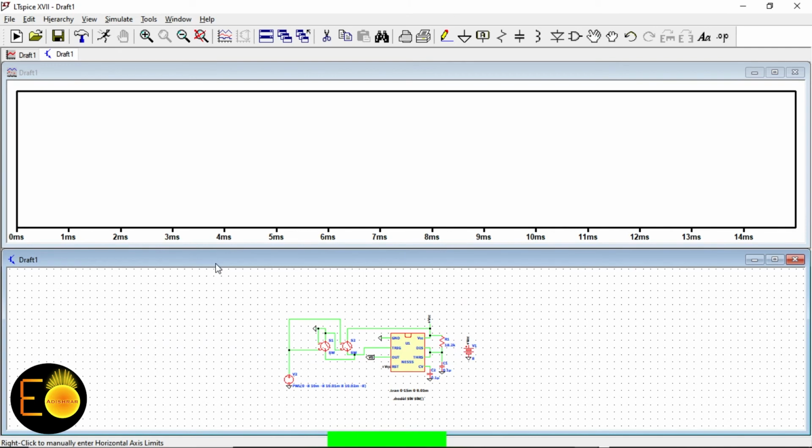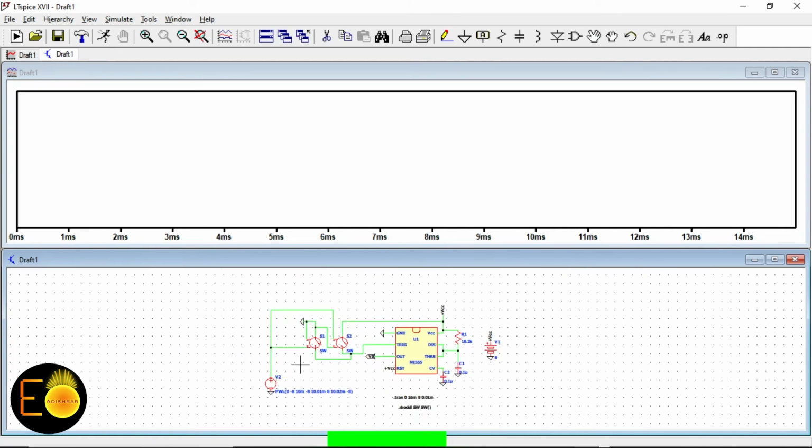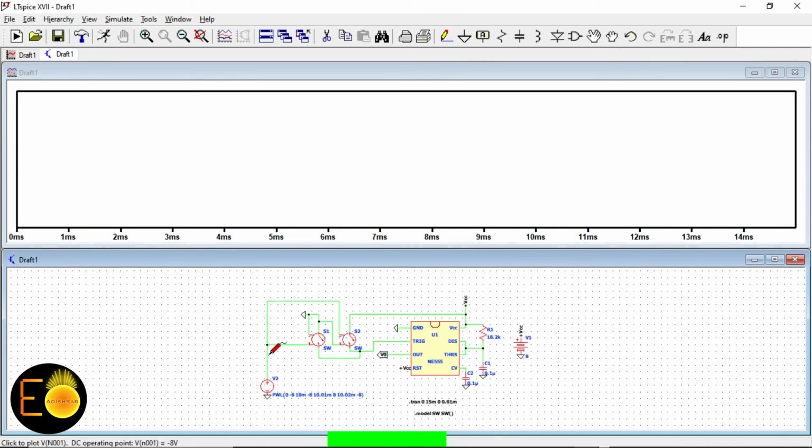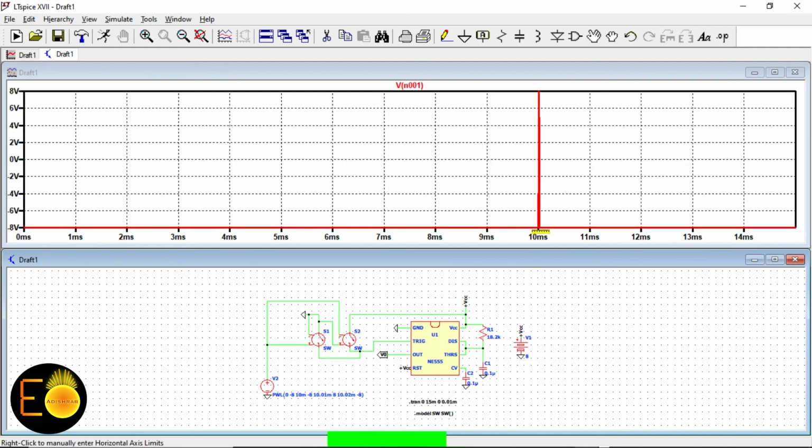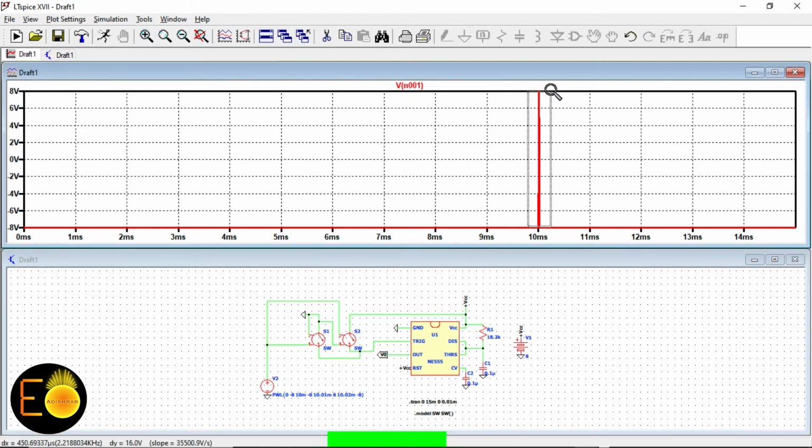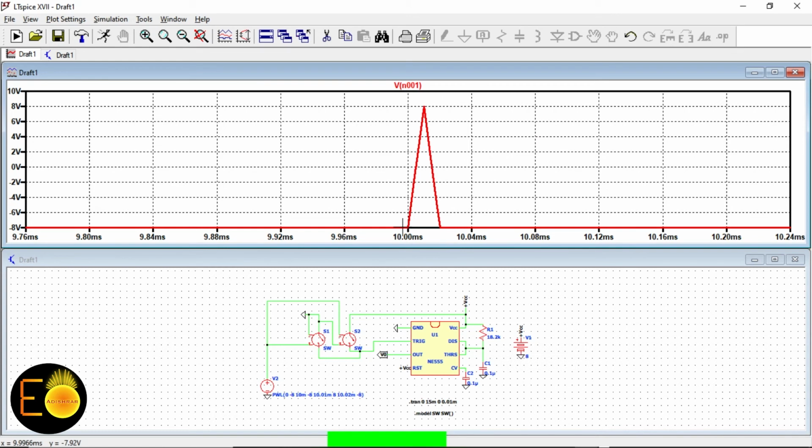So this is my 15 millisecond observation window, and first of all I'm going to observe the pulse. Look at it, the pulse is exactly appearing at 10.01 millisecond, for which I have designed. If I zoom in, you can see it appearing at 10.01 millisecond, and it's coming back at 10.02 millisecond. So it's working fine.